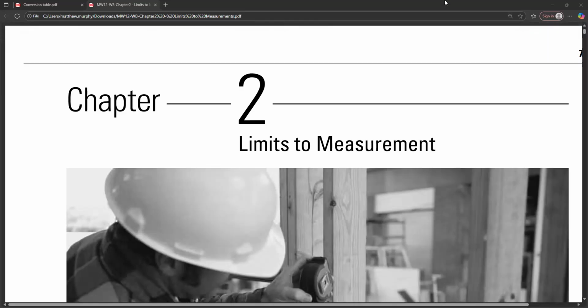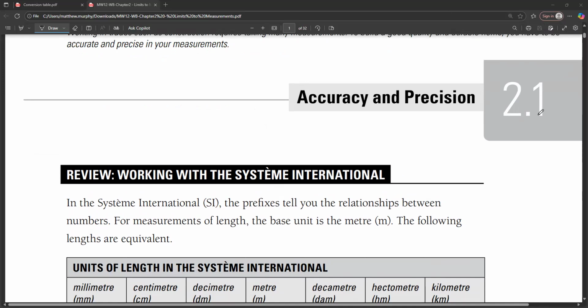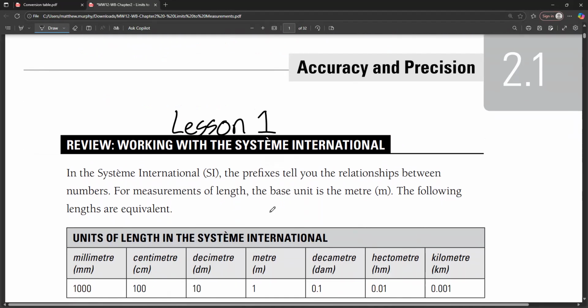This is chapter 2, limits to measurement, and we'll be doing lesson 1. And we're going to be looking at mostly accuracy and precision in 2.1. But for lesson 1, we are going to review how to convert units.